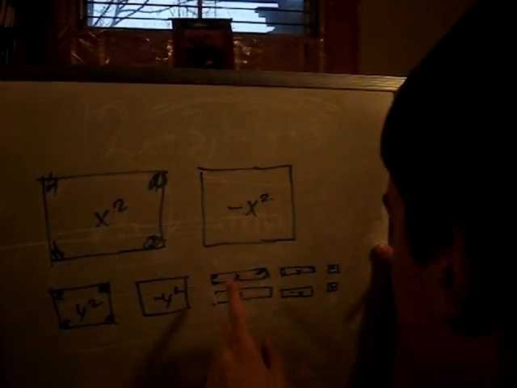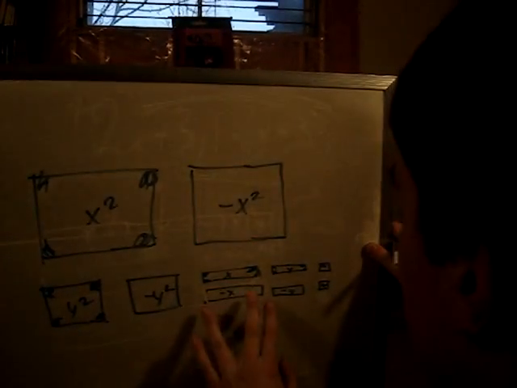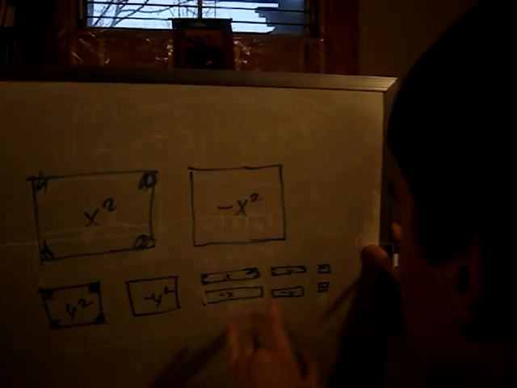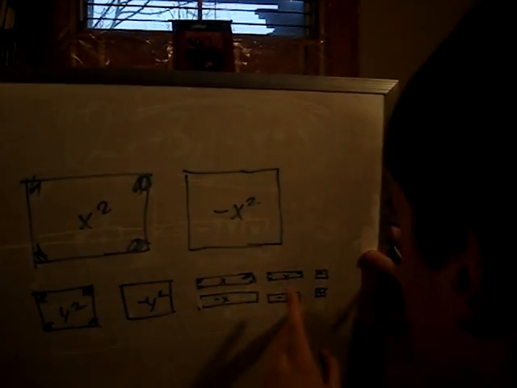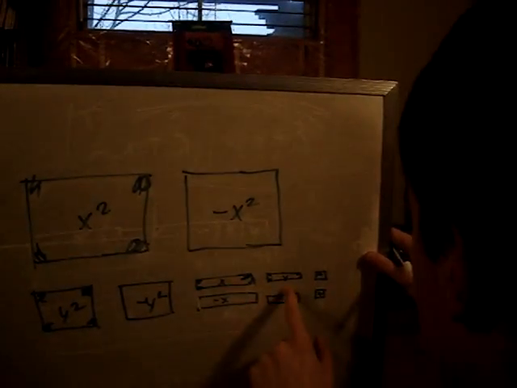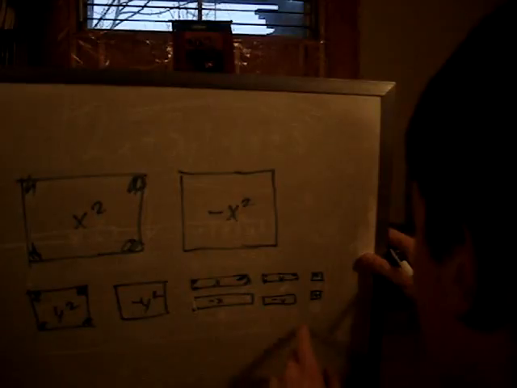Rectangles that are colored in, once again usually green, are x's. Not colored in, same size as our x, are negative x's. Smaller rectangles that are usually orange, once again just like our y squared, are our y's. Same size as our y, except not colored in, are our negative y's.